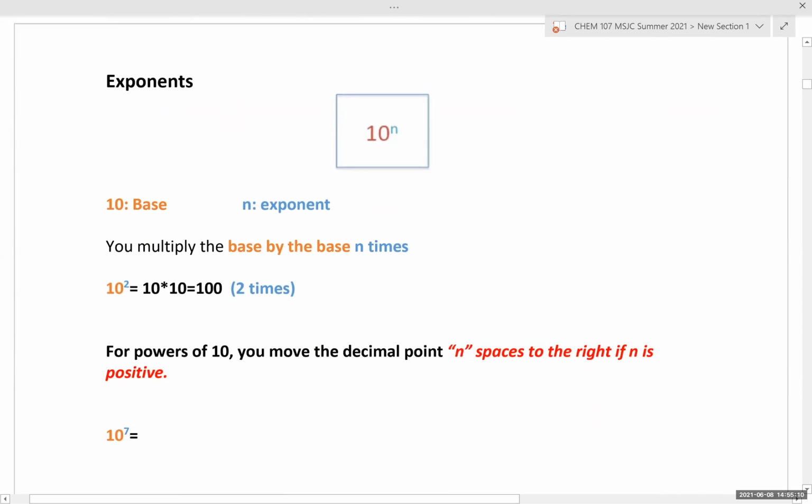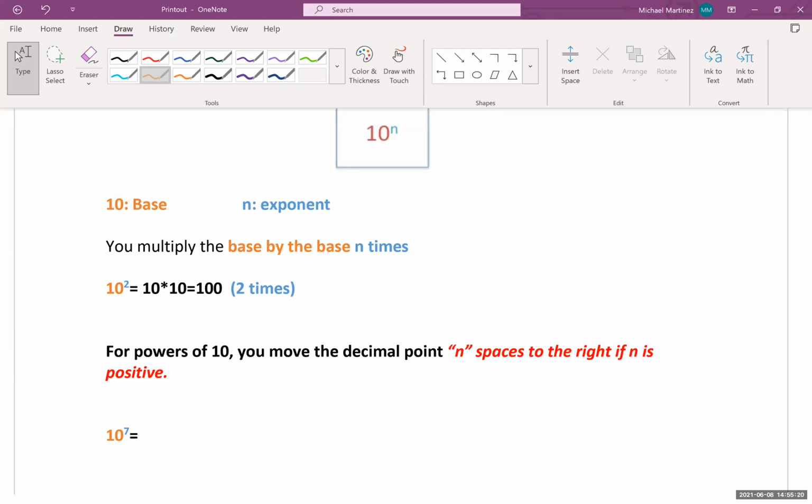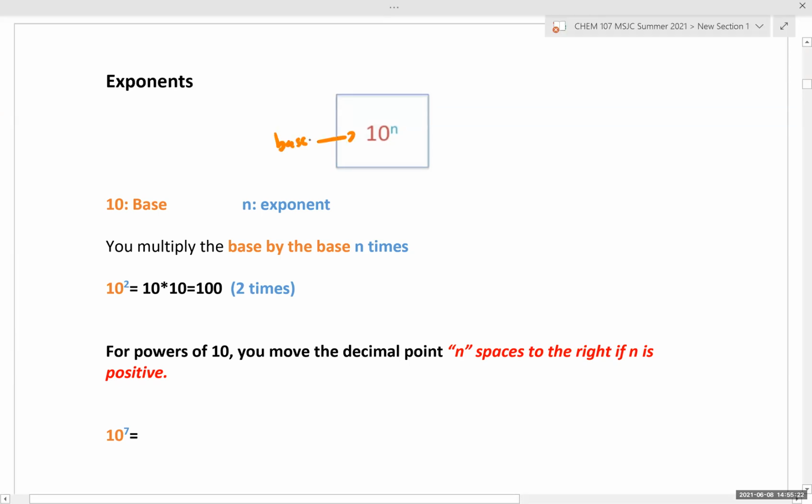So let's talk a little bit now about exponents, and let's talk about how to handle exponents. So an exponent has two parts. It has what's known as the base, and it has an exponent term, n. So to expand out an exponent, you multiply the base by itself a total of n times. So 10 to the second, we'd write 10 times itself 2 times. That gives us 100.